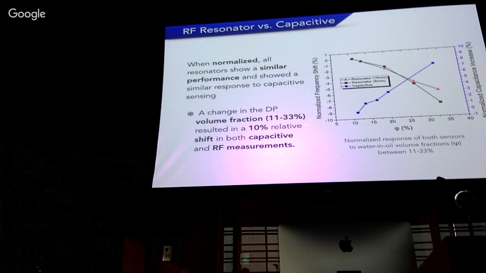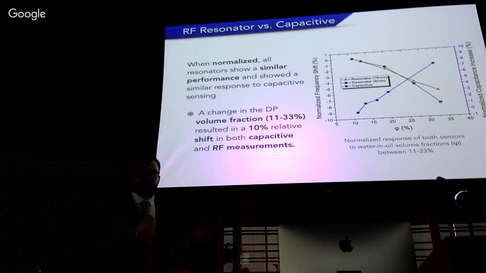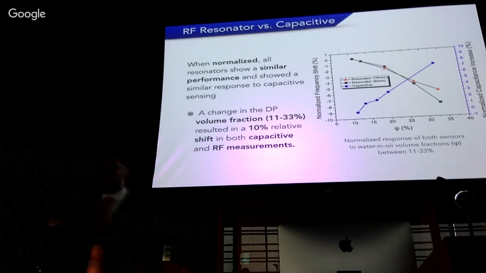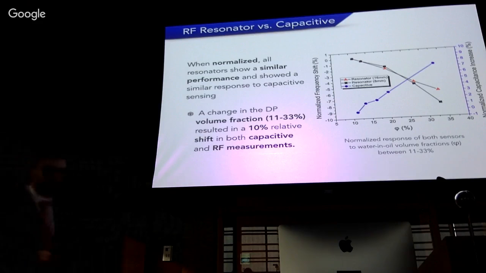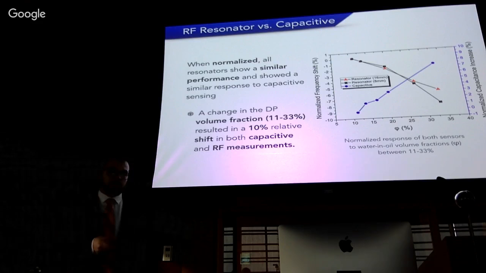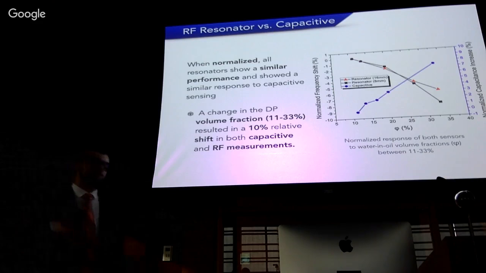We normalize these values to the original frequency, the frequency at which they were designed, and the capacitance is normalized to the capacitance that they are designed for. So for emulsions ranging from 10 or 11% to 33%, you have more or less a 10% variation in the signal that you are reading. And these two are similar, and this is because they both just measure impedance. They are both based on impedance measurements.